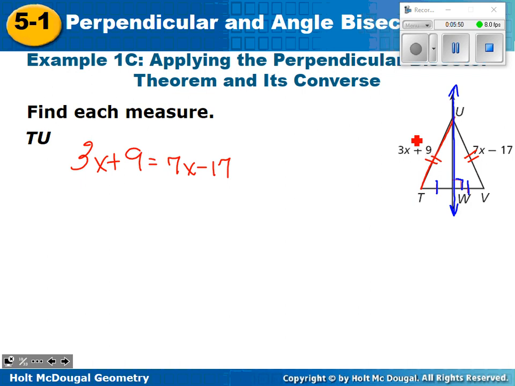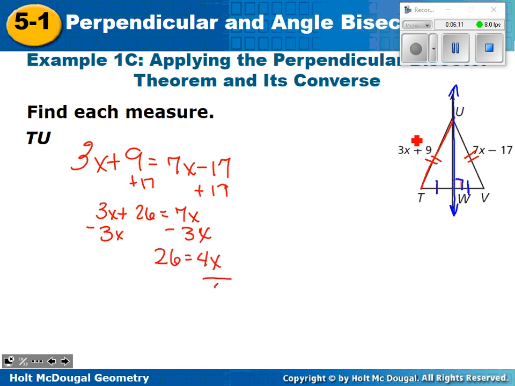From here, what would we do to solve? Add 17 to both sides. So we have 3x plus 26 equals 7x. Subtract 3x. And 26 equals 4x. Divide by 4. What do we get for x? 6.5. Because 6 times 4 is 24, and then we have 2 out of 4 left over. So 6.5. And then it says find TU, so we need to plug it in.